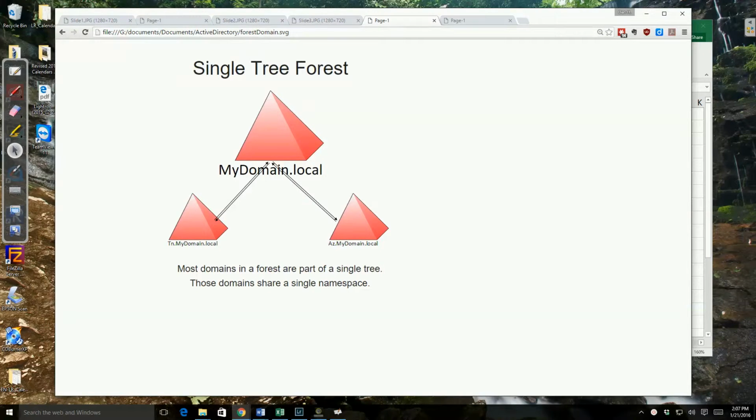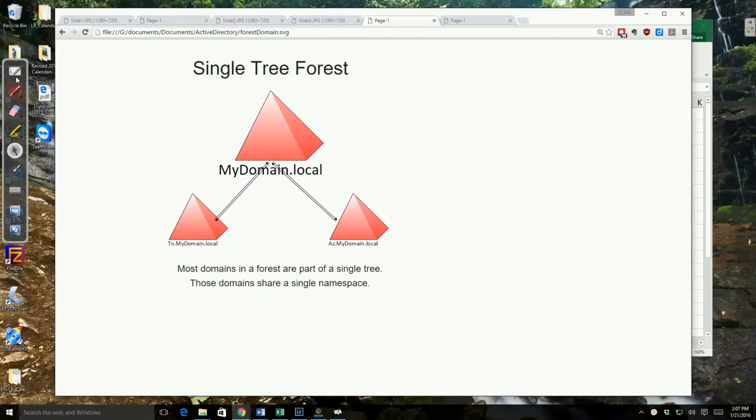Most domains are going to be a single tree forest, meaning that there is only one namespace or set of namings in there. And in fact, most domains are going to be not only a single tree forest, but they're only going to have a single domain.